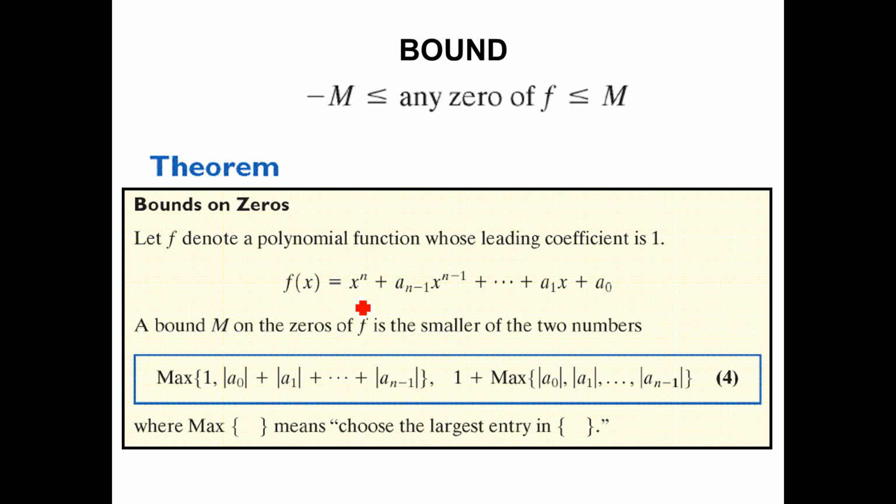Now you have to have 1 for your leading coefficient. After that, we're going to ignore the first term and use all the rest of the coefficients in these two formulas. Alright, so max means in this list, take the bigger of them. So 1 versus, add up all your coefficients and the absolute value of them. Compare them, take the bigger one. Versus 1 plus the biggest coefficient, absolute value. The bounds are going to be the smaller of those two numbers.